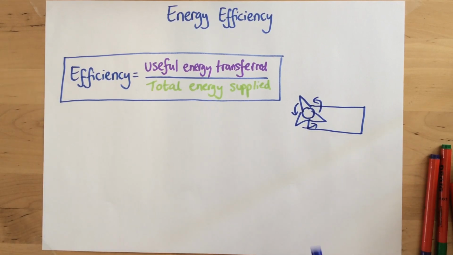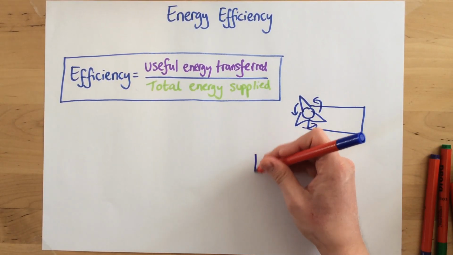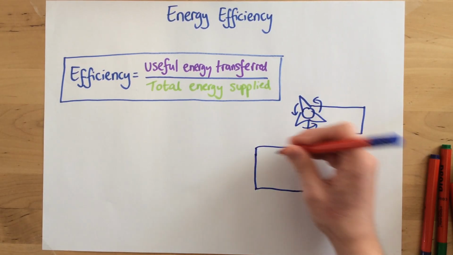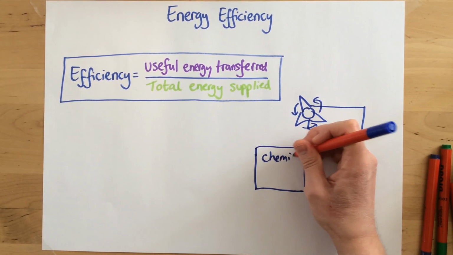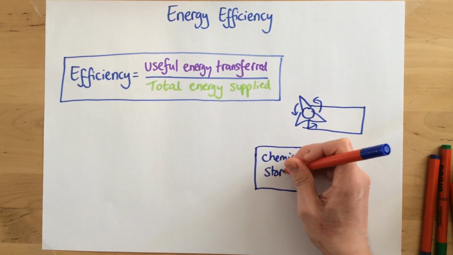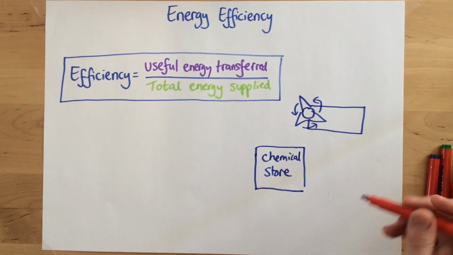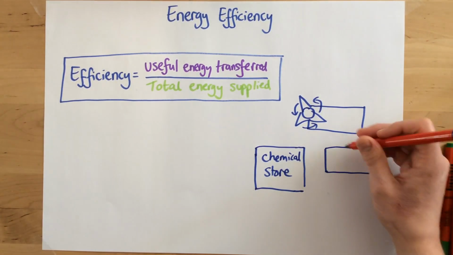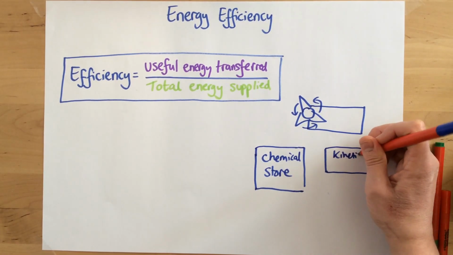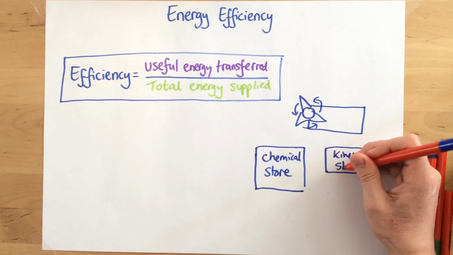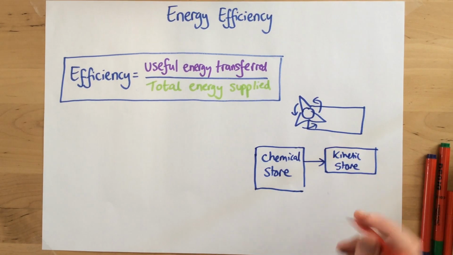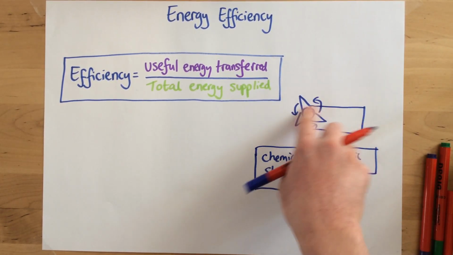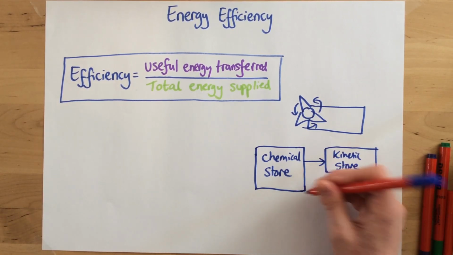So first of all, we need to think about the energy transfers that are going on in here. The energy that it starts off with is energy in the chemical store, because we have energy stored in the batteries. Now the useful energy transfer that we're getting is we're converting energy from the chemical store to the kinetic store. So the kinetic, remember, means movement. However, this is not the only energy transfer that's happening here.